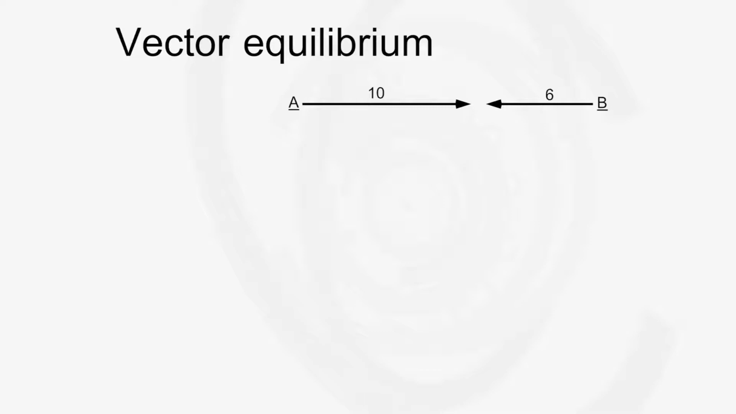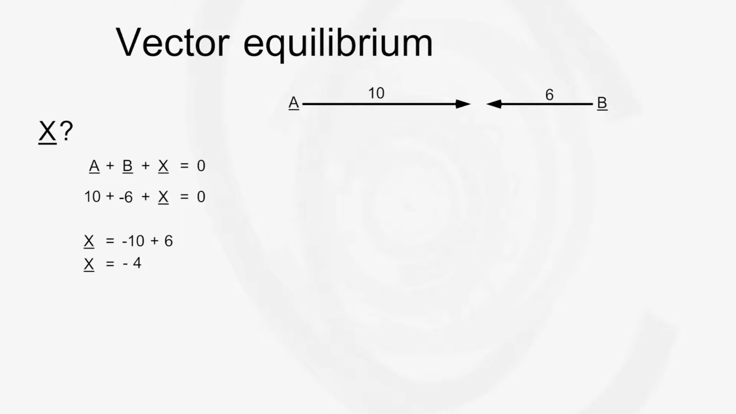Let's now move to the concept of vector equilibrium. Vectors are said to be in an equilibrium state when they are opposite in direction and have the same amplitude. For instance, these two vectors are not in equilibrium, as one of them is 10 and the other is 6, which means there is a third vector x that needs to be added to ensure the equilibrium.